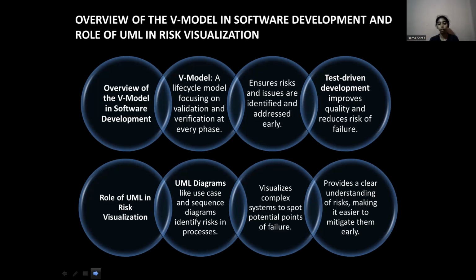By providing a clear visual representation of the system, UML helps developers and stakeholders better understand the relationships between different components, making it easier to identify risks at each stage of the development process.